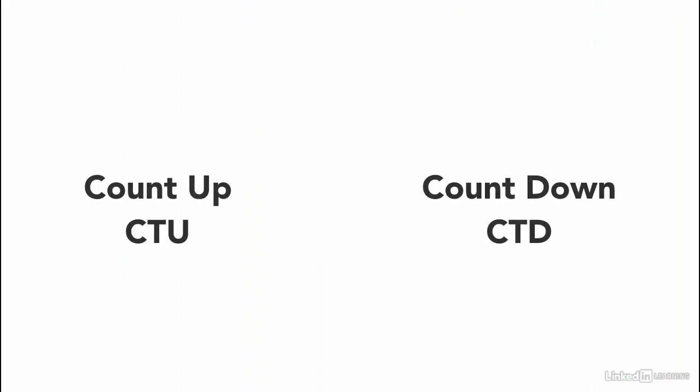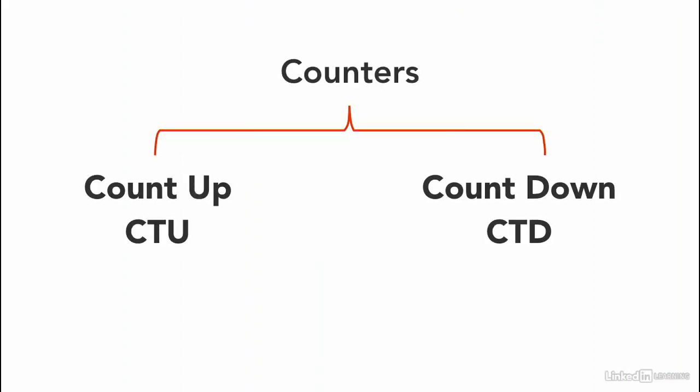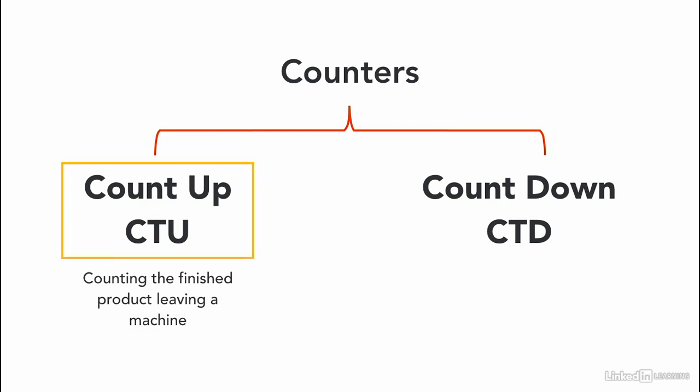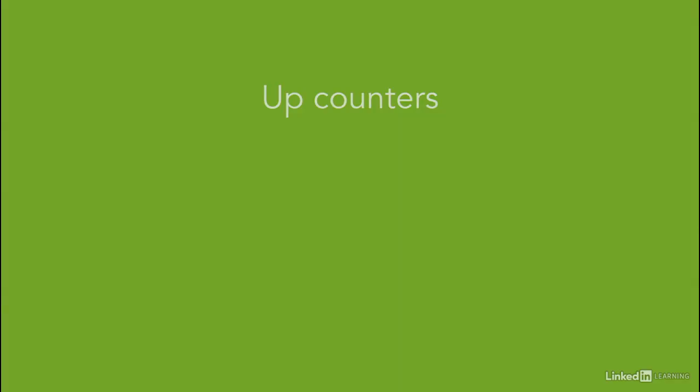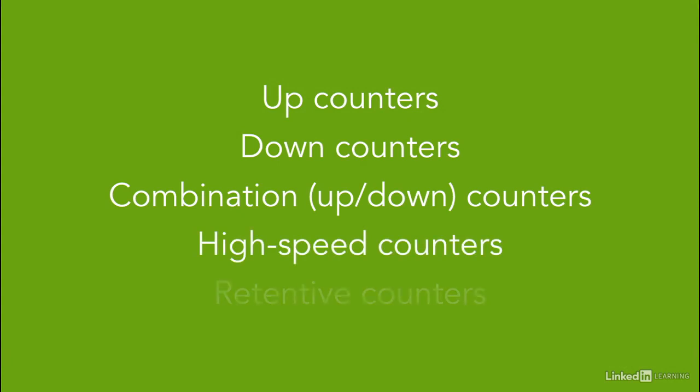The two main types of counters in a PLC are counter up and counter down. The choice of which to use depends on the task to be done. For example, if we're counting the finished products leaving a machine, we might use a counter up. If we're tracking how many parts are left, we might use a counter down. Most PLCs contain both up and down, and here are some other examples of the counters used.